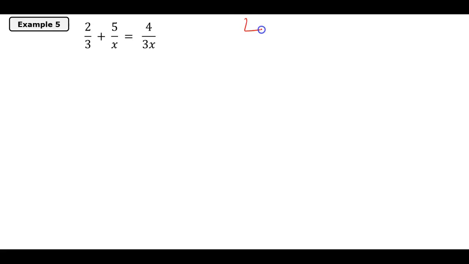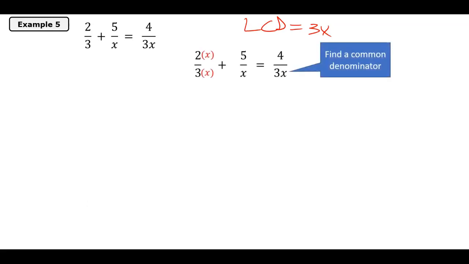Off to the side, go ahead and put the least common denominator, the LCD, is 3x. So I need to make each fraction's bottom look like a 3x. What would I have to multiply the first one by to get 3x? It's already a 3, so I need the x. So this first fraction needs to be multiplied by x.